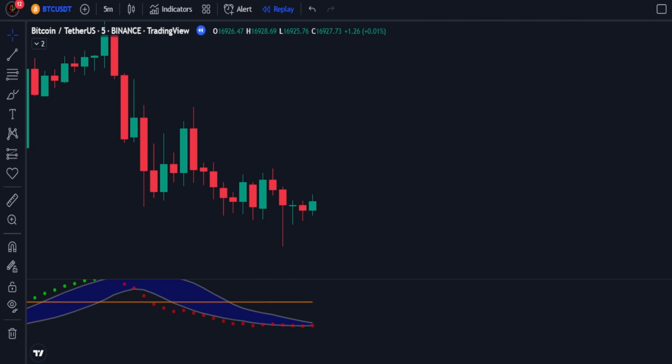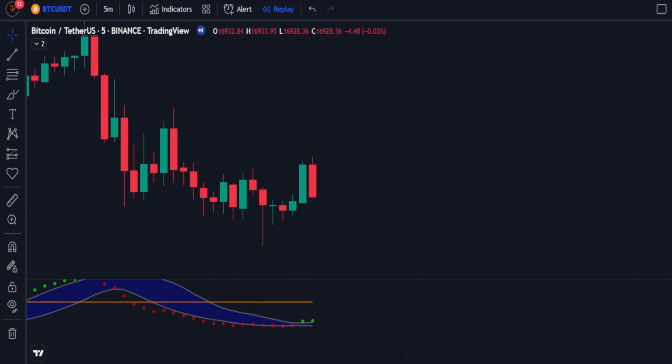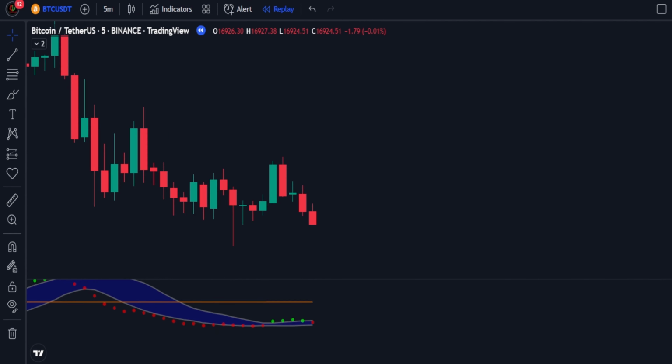Now, let's try it for a short position. Here, we see that the dots are below the zero line. This shows us that we are currently in a downtrend. We see here that the dots switched from green back to red whilst being below the zero line. This means that we can enter into a sell position.